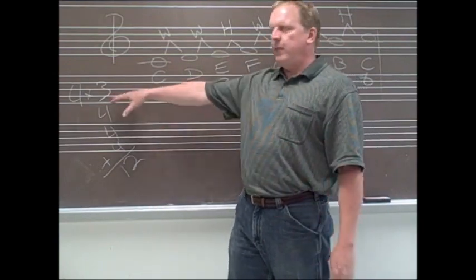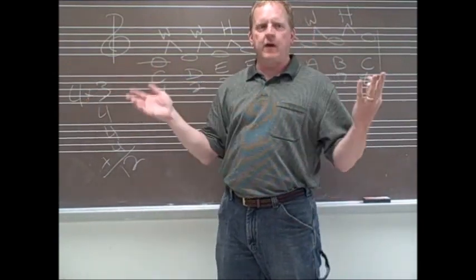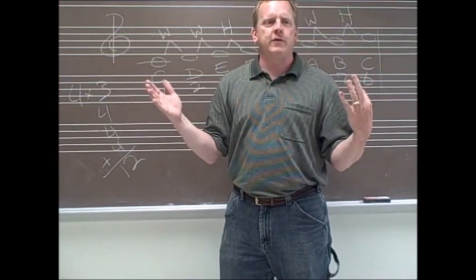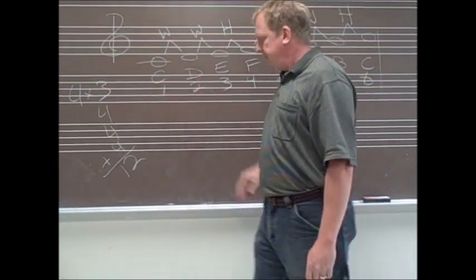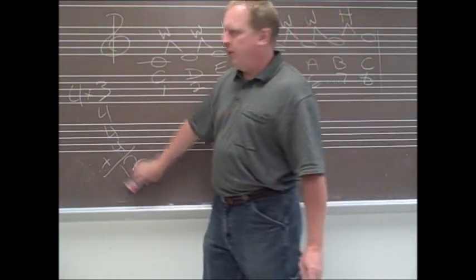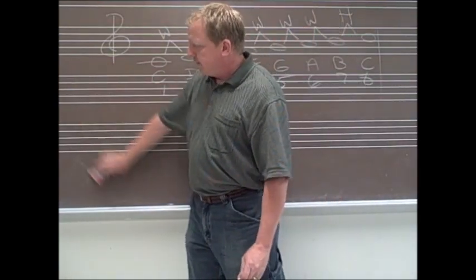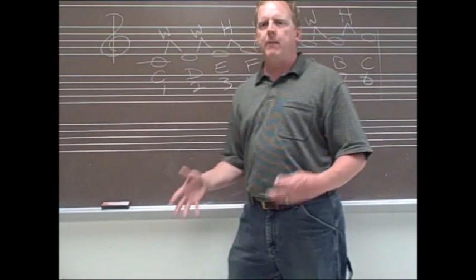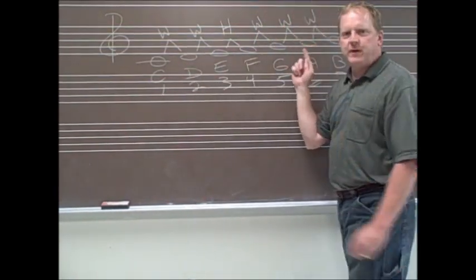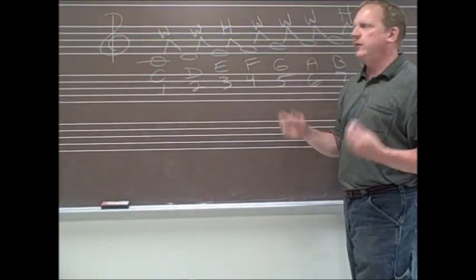Really, the best way to know your multiplication tables is to memorize it. 4 times 3 is 12. I mean, you just know 4 times 3 is 12. In the same way, you should just kind of know the major scales almost by memory, because figuring it out with whole steps and half steps just takes way too long.